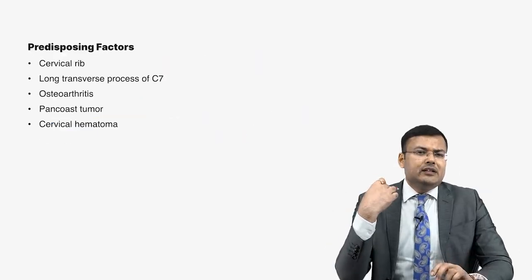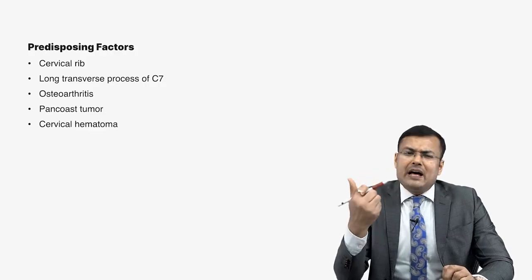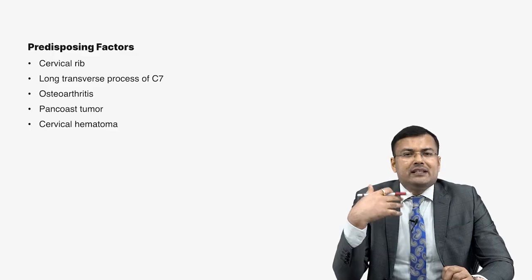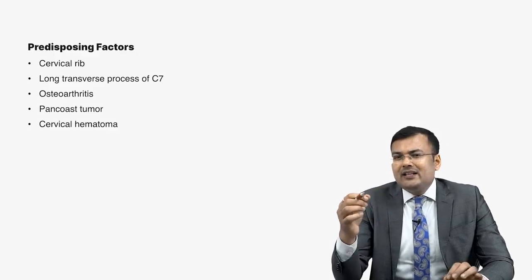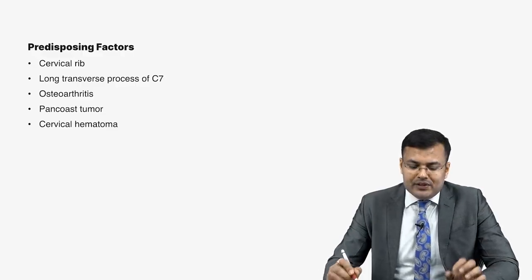Now you can see this thoracic inlet is already a compromised, relatively narrow space. So anything which is abnormal or extra in this area can increase the risk of thoracic outlet compression syndrome.